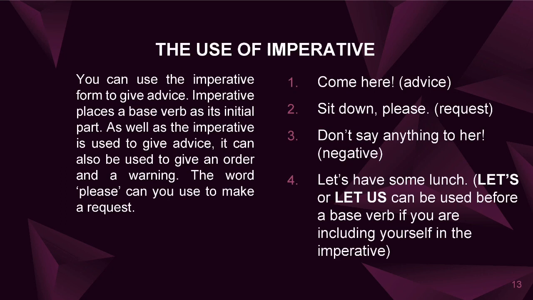Look at the examples. Come here. It refers to advice. Sit down, please. It refers to request. Don't say anything to her. It's negative. And let's have some lunch. Let's or let us can be used before a base verb if you are including yourself in the imperative.